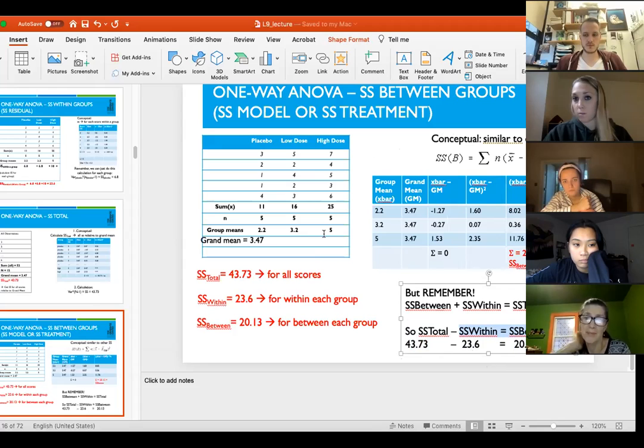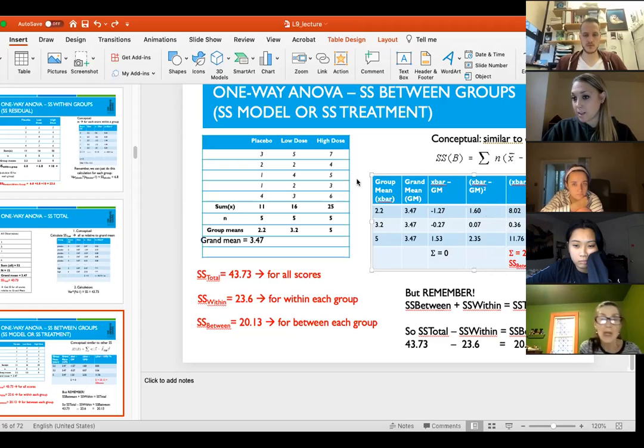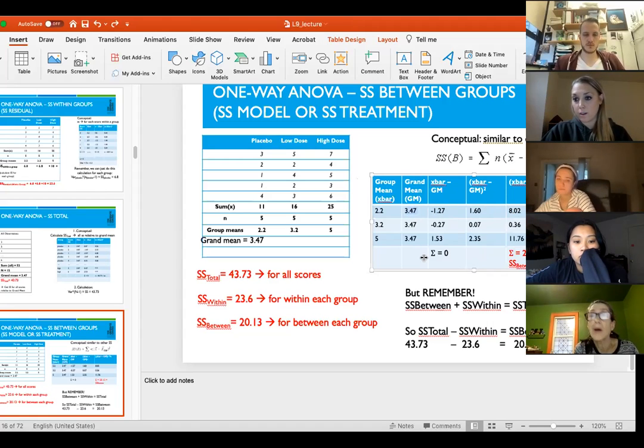But if you needed to, for an assignment or something, or just to understand the concept of how to calculate sums of squares between, you take the group means. So the placebo group mean is 2.2 relative to the grand mean. You get that score, you square it. And then you also have to do one extra step here. You have to multiply this times the number of data points that went into that measure. And then you sum those numbers. So you have to take into account how many data points are going into this mean.